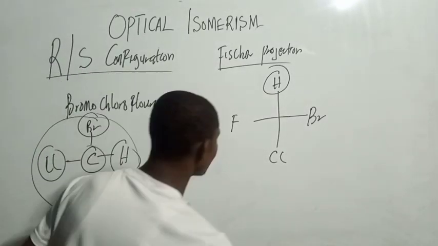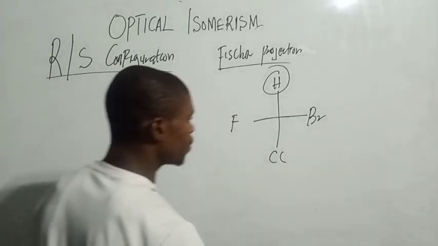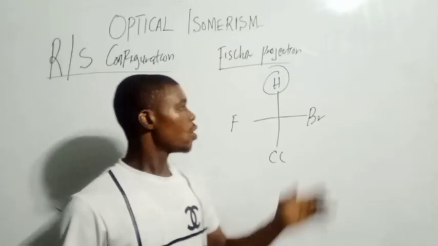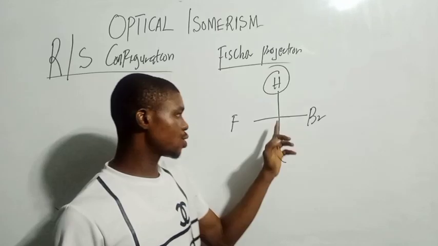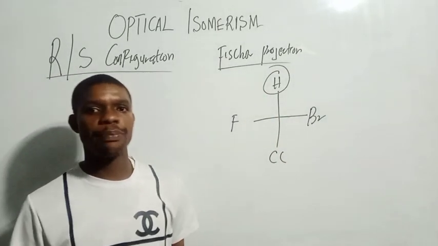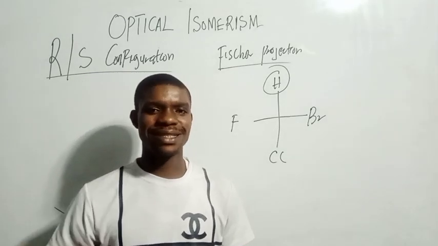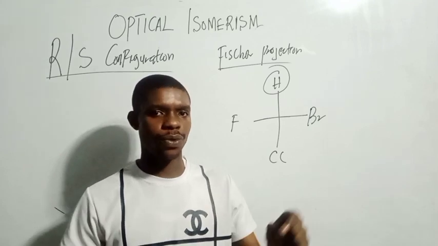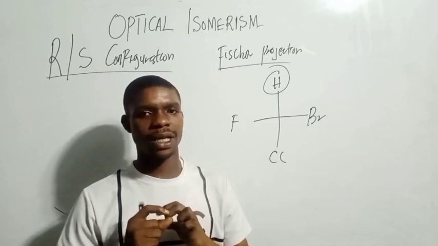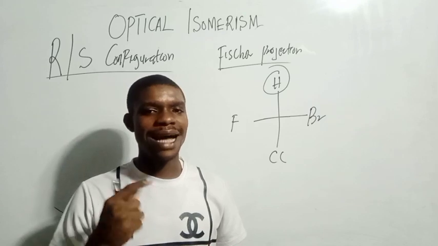So, when you have something like this, the first thing you want to do here, therefore, is assign the priority to all the groups attached to the carbon center. So look at hydrogen. And the first priority rule you want to understand is that atoms with higher atomic number take precedence over atoms with lower ones. So when you are comparing two atoms or two elements together, now you want to look at the atomic number.